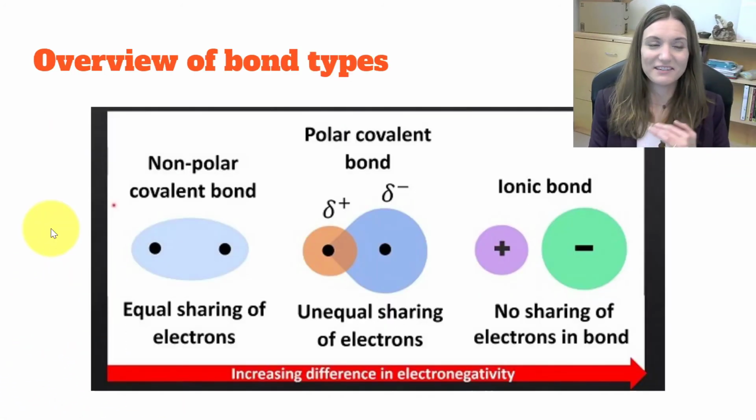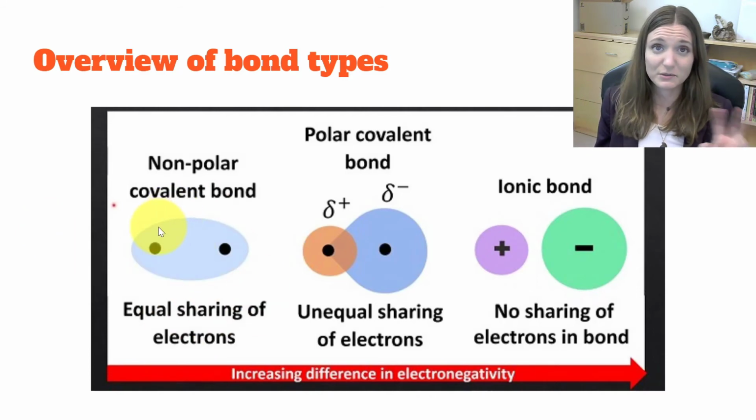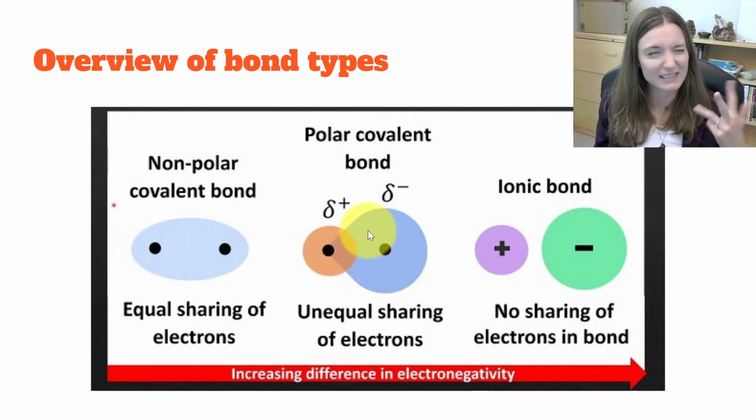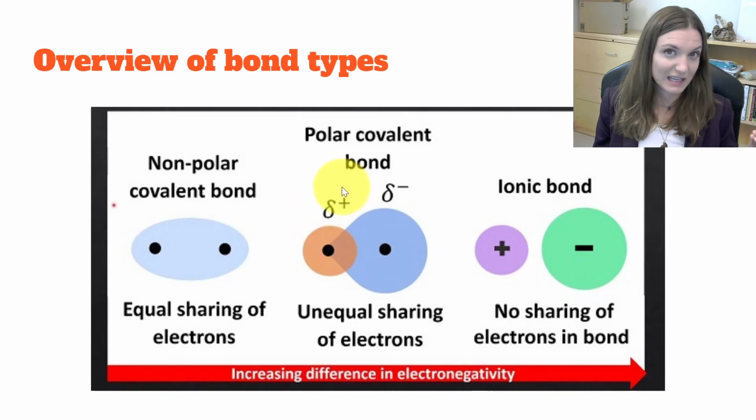Quick review, an overview of the different bonds and their difference in electronegativity. So in nonpolar covalent bonds, there is no difference in the electronegativity between the two atoms. The electrons are shared equally. In polar covalent bonds, there is a slight difference in electronegativity, and whichever atom has the greater electronegativity force gets the electron for a greater amount of time, which gives it a slight negative charge. And then the atom that gets less time with those shared electrons has a slight positive charge.